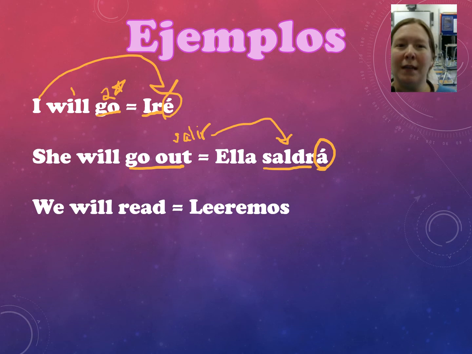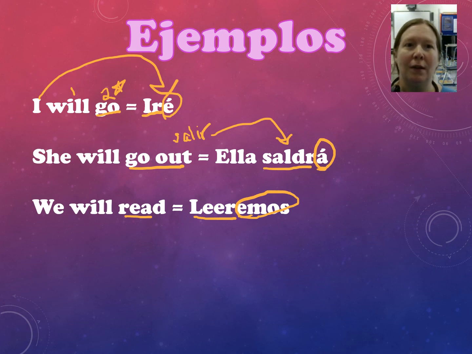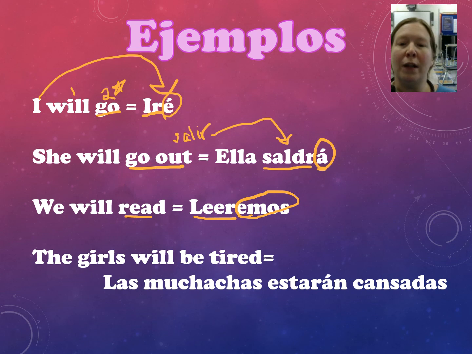Then we are going to say we will read. All right, to read is leer, so I'm using the infinitive, just the infinitive. I'm not taking anything off of it. Don't mess with it, just add. And then I'm going to add the nosotros ending, which is emos. So I get leeremos.